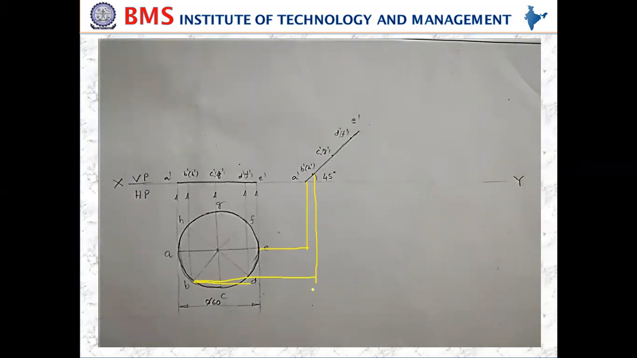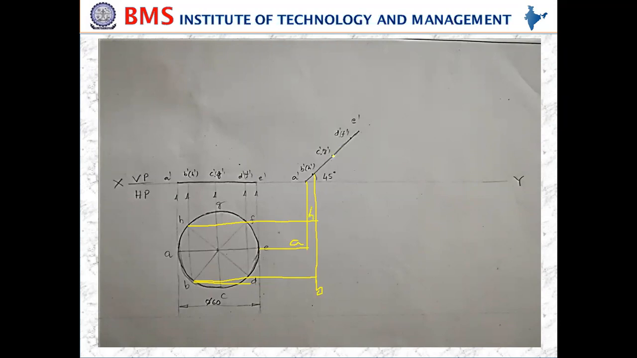So I got this. This is the B point. Then from H also you can get it, because H and B lie on the same line. By drawing the horizontal projection, you will get H at this point. So I got A here and I got H here.